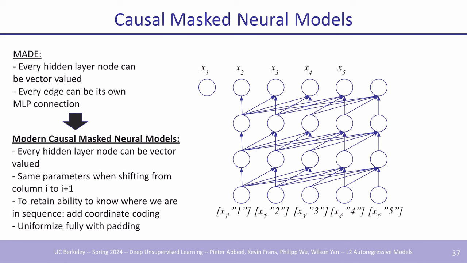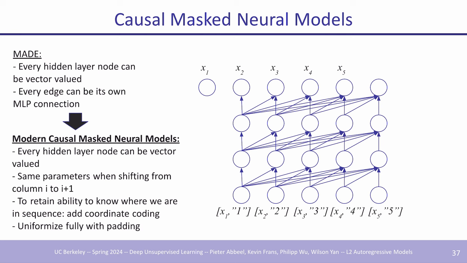So the picture looks the same. It's just that now you get these coordinate codings being passed in. They're not necessarily 1, 2, 3, 4, 5. They can be one-hot encodings. They can be relative coordinate encodings relative to their neighbors as they're being fed into the next layer. So there are a lot of details to choose. But at a high level, think of it as a MADE model where we also feed in the coordinate locations, and there's parameter sharing.